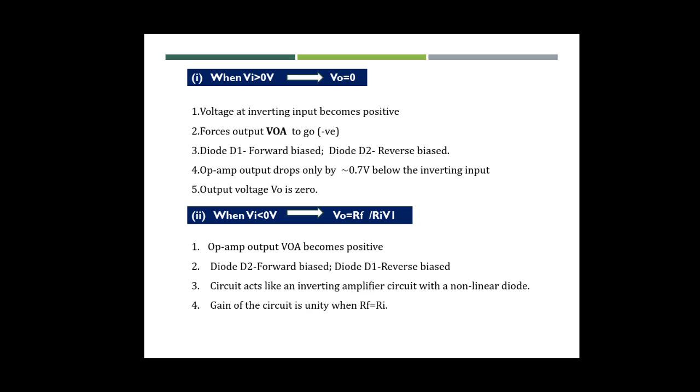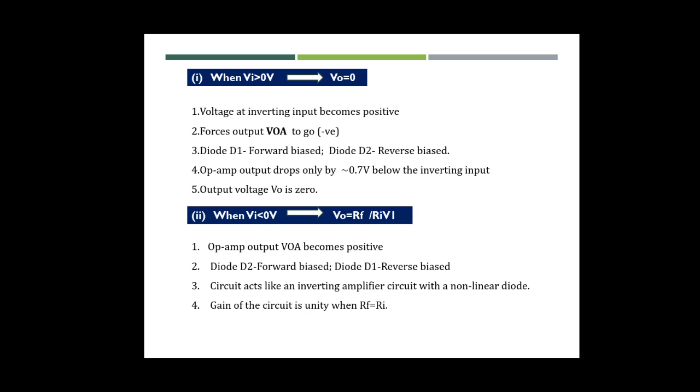When the input voltage is greater than 0 volt, the voltage at the inverting input becomes positive. Hence, it forces the output VOA to go negative. This results in forward biasing the diode D1, and the op-amp output drops only by approximately 0.7 volt below the inverting input voltage. The diode D2 becomes reverse biased.